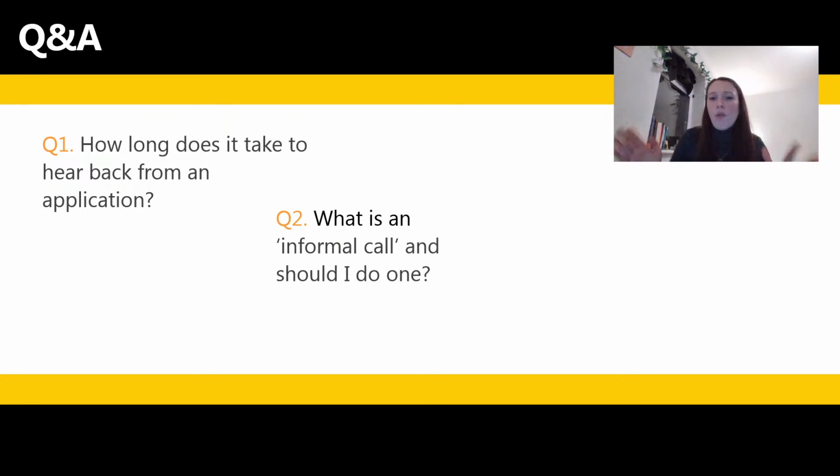Question 2 is, what is an informal call and should I do one? This is another piece of advice that I received from when I was unsuccessful. The person that got the job did an informal call. That's contacting by email or phone the person that is responsible for the job, the person that will be interviewing you. You can ring up and say, hiya, I've applied for this job. Can you tell me a little bit more about it before I submit my application?